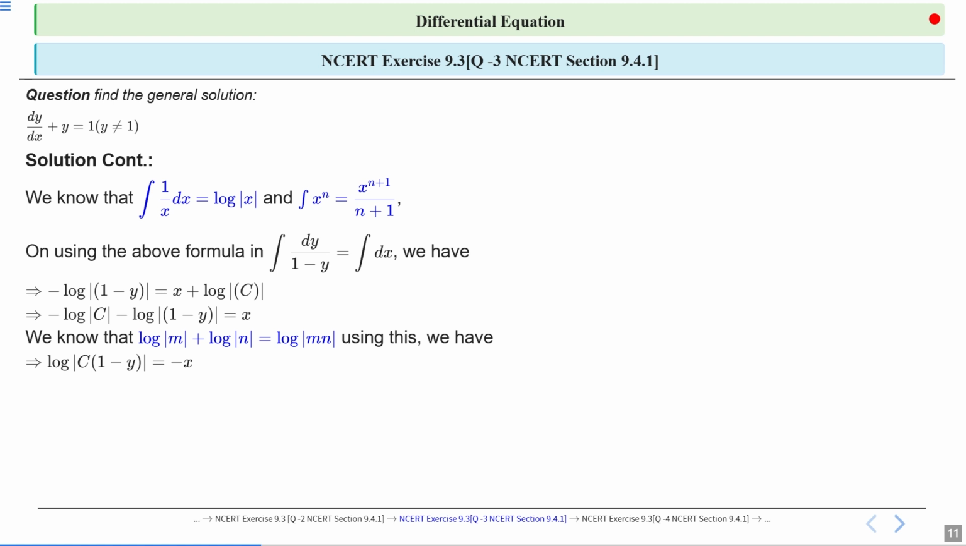Now we take log from the left hand side to the right hand side, and it becomes exponential. So mod c(1 minus y) is equal to e to the power minus x. When we remove this mod sign, we get 1 minus y is equal to plus minus 1 by c, e to the power minus x. If there is an equation mod x is equal to a, and you want to remove the mod sign, then x is equal to plus minus a.